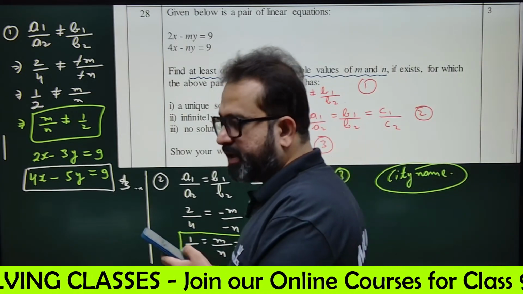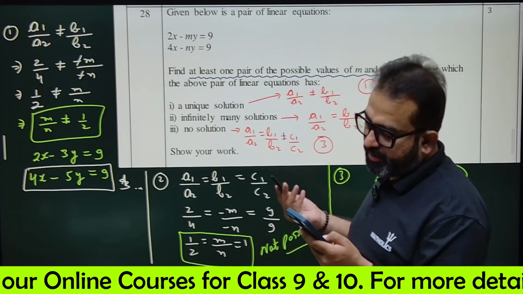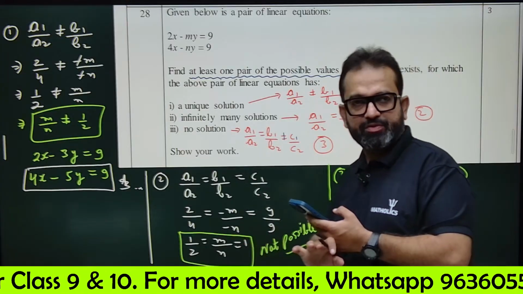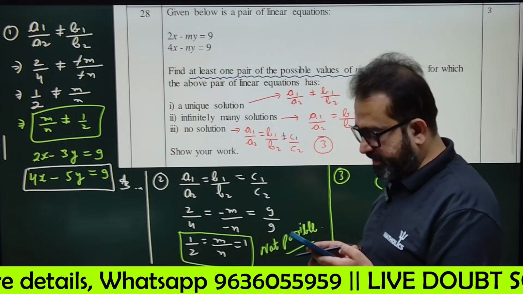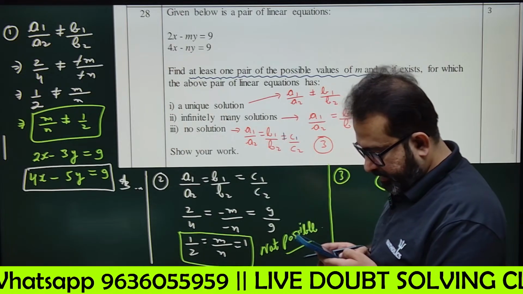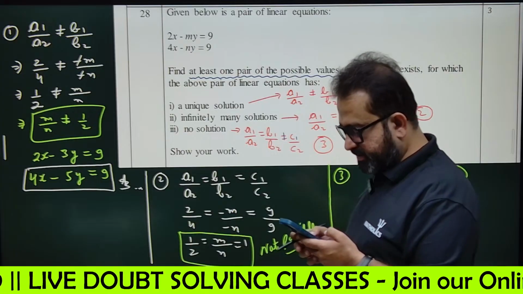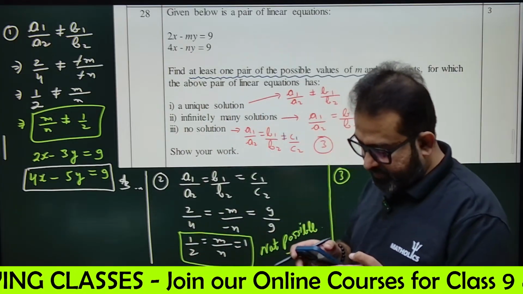So this condition can never be satisfied. So there is no possibility of having any set of equations of this form which can have infinite solutions. Okay. And the last one, how to do the last one? Let's see the last one.